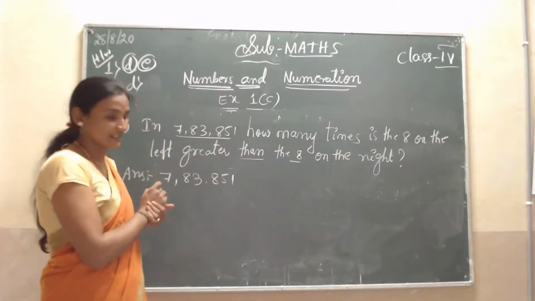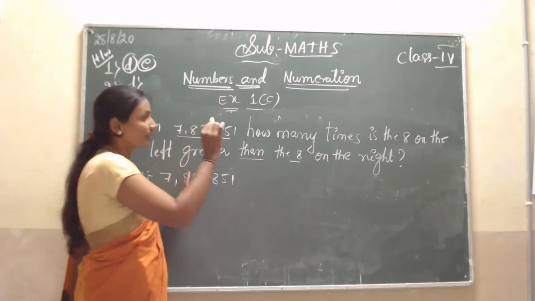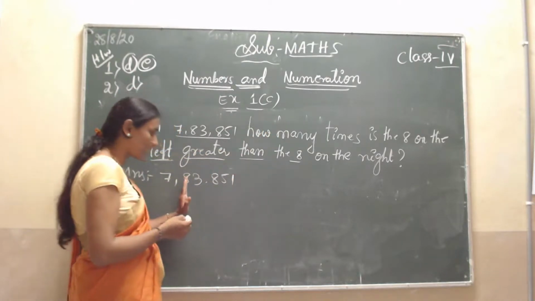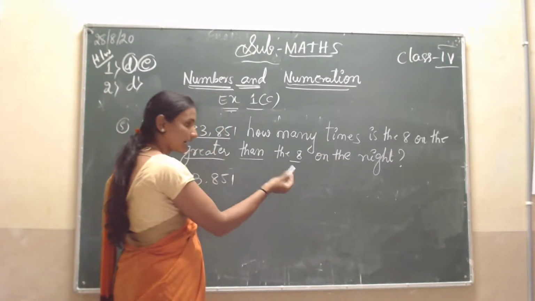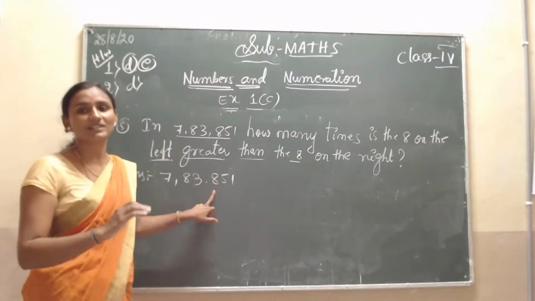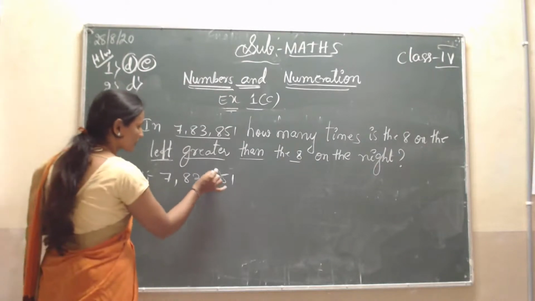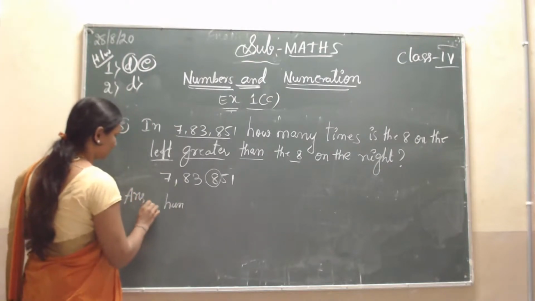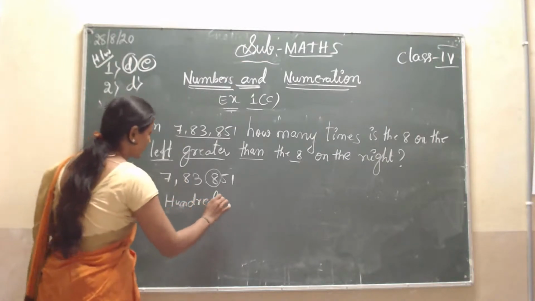Here, left greater than means this is 8, and this 8 on the left is 10,000. But here, the 8 on the right is in the ones, tens, 100 positions, so it is 100. How many times? That is 100 times. So this is the answer: 100 times.